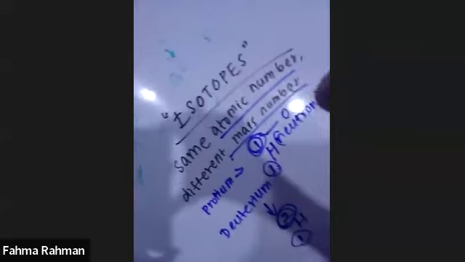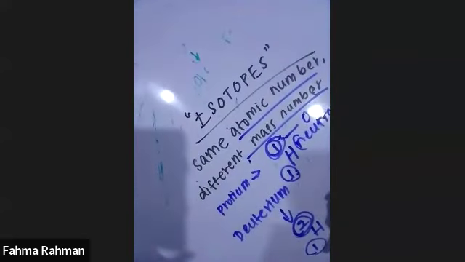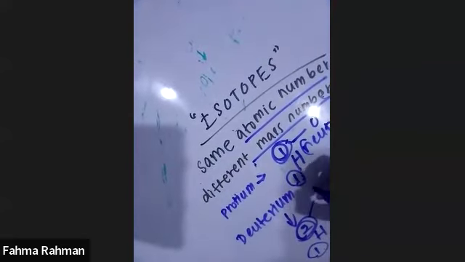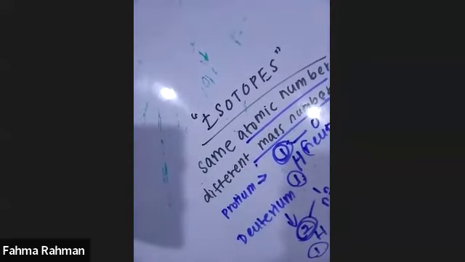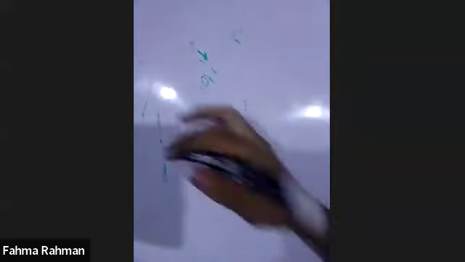There are no neutrons. But here, there is 1 neutron. Okay? Let me teach it once again.